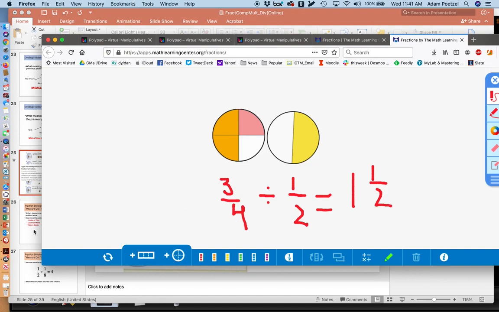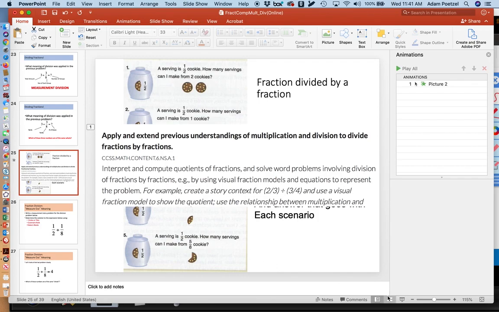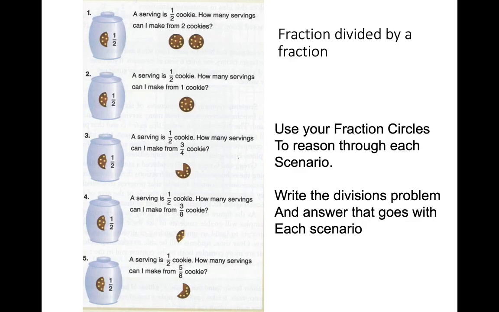All right, so coming back here, let's take a look at the next one, number 4. It says the serving size is half a cookie. How many servings can I make from 3/8 of a cookie? Looking at that picture for number 4, first of all, I encourage you to reason this out. Do we have more than a serving or less than a serving? Thinking about it, I think we agree we have less than a serving. So the question is, how much less do we have? Does that cookie represent half of a serving? What fraction of a serving is that?